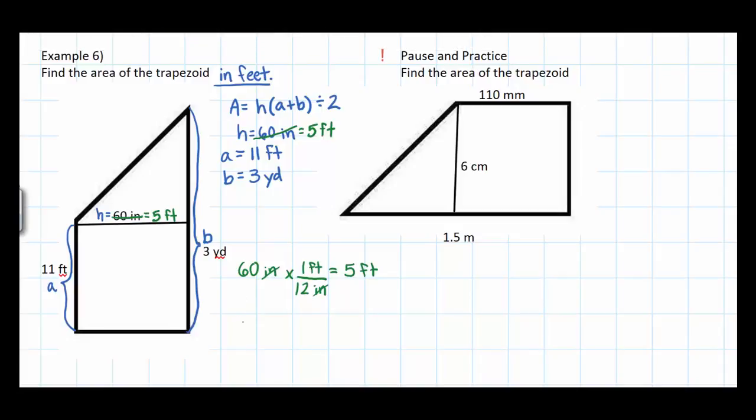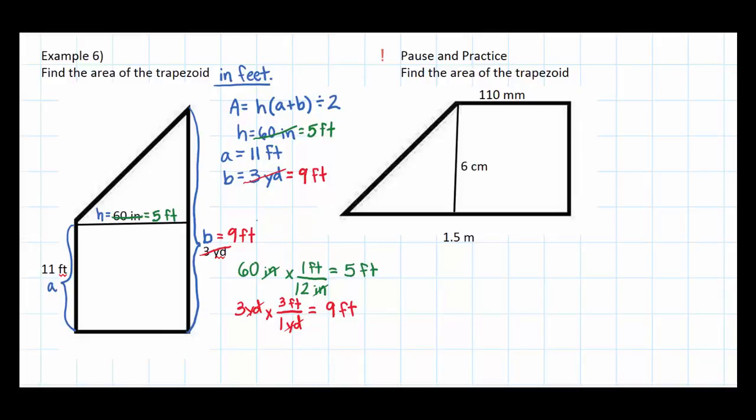So let's convert B. 3 yards, and then we multiply by the ratio of yards to feet. 1 yard is 3 feet. 3 times 3 is 9, so we have 9 feet. Yards divide away and we're left with feet. So this is 9 feet. Cross out the 3 yards because we are no longer in yards, we are in feet.